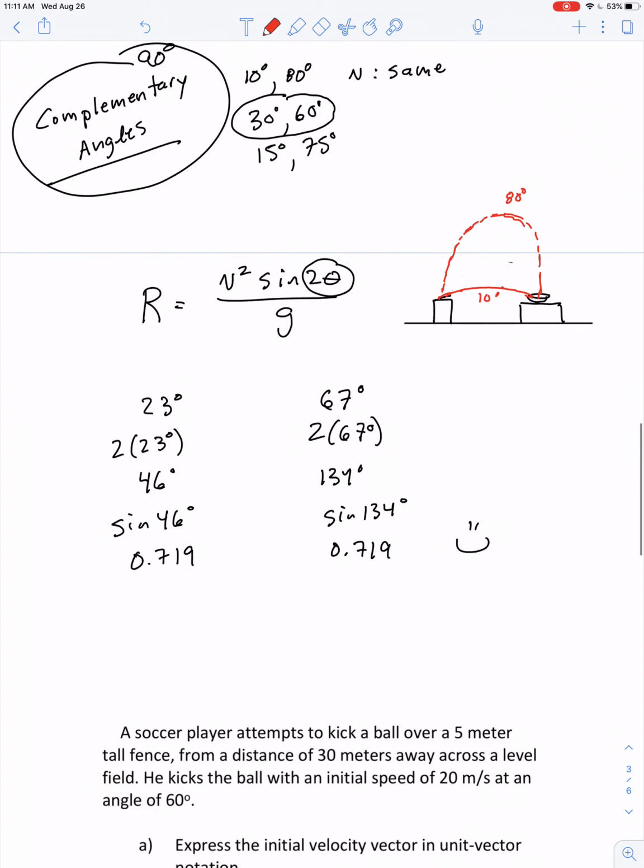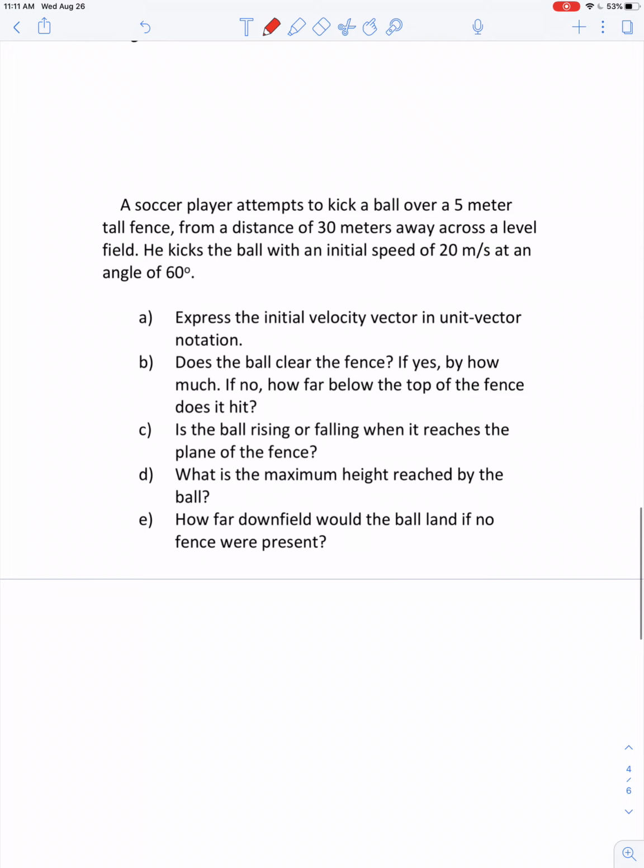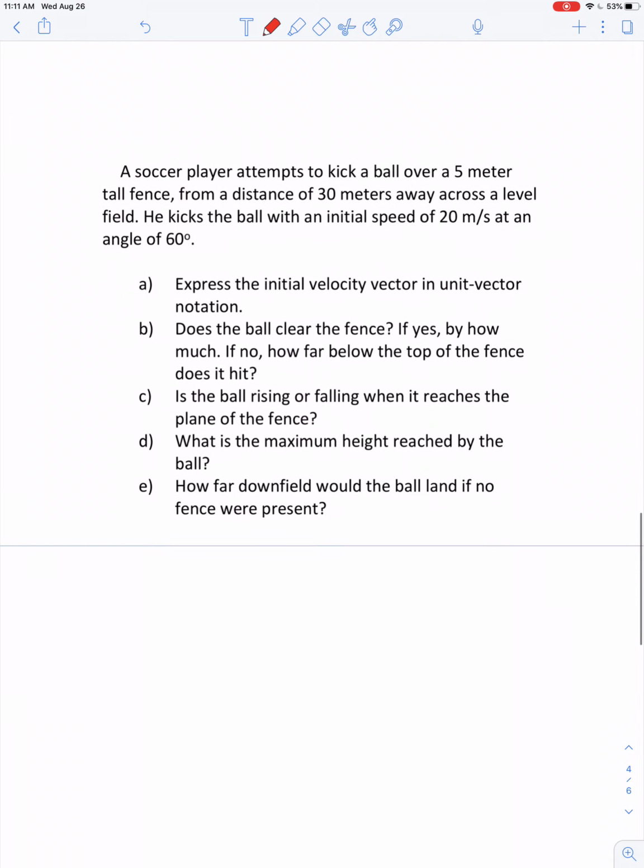All right. Let's try a couple example problems and put these formulas we've derived into practice here. A soccer player attempts to kick a ball over a fence that's 5 meters tall. They kick the ball at a location that's 30 meters away from the location of the fence, and the person kicks the ball with an initial speed of 20 meters per second, and the ball flies away from the ground at an angle of 60 degrees.